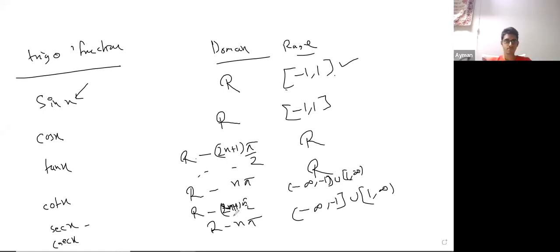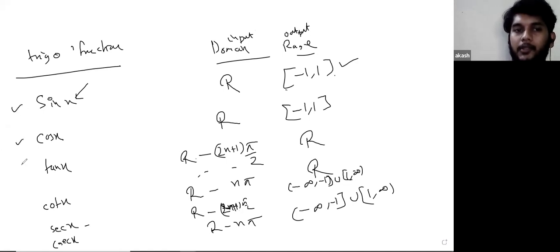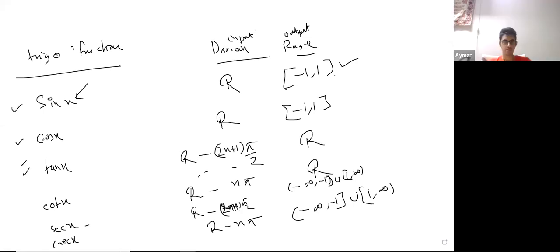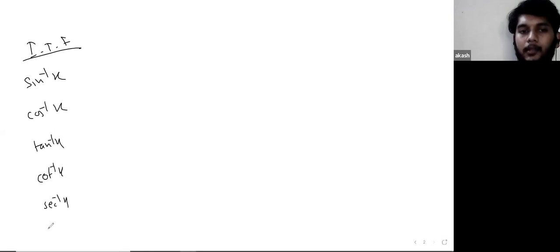Okay, done. Now see, this is input and this is output. So if I write down the inverse function of all these functions, then output will become input, right? So let's write that down. Inverse trigonometric functions. We have first sine inverse x, then cos inverse x, tan inverse x, cot inverse x, sec inverse x, and cosec inverse x.